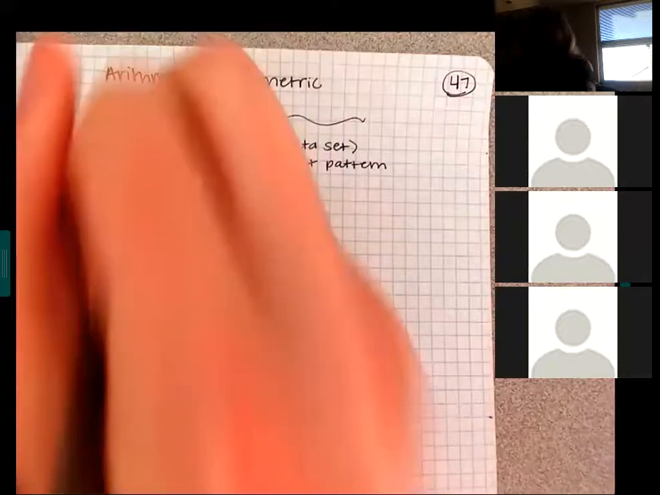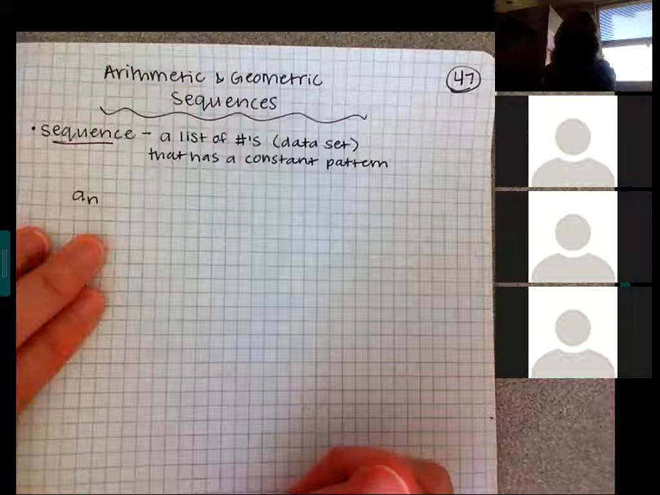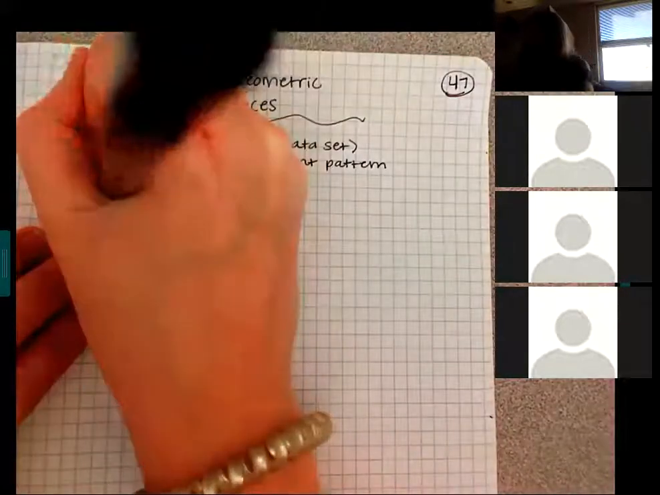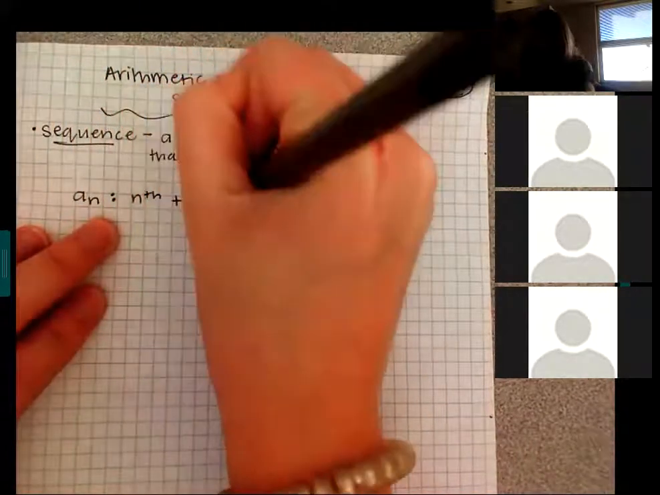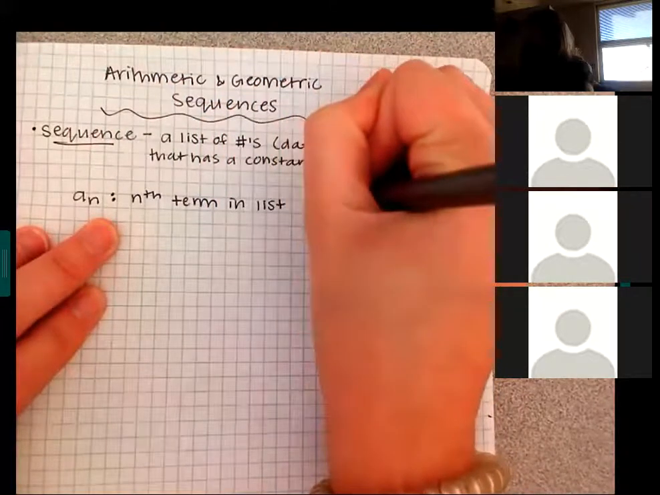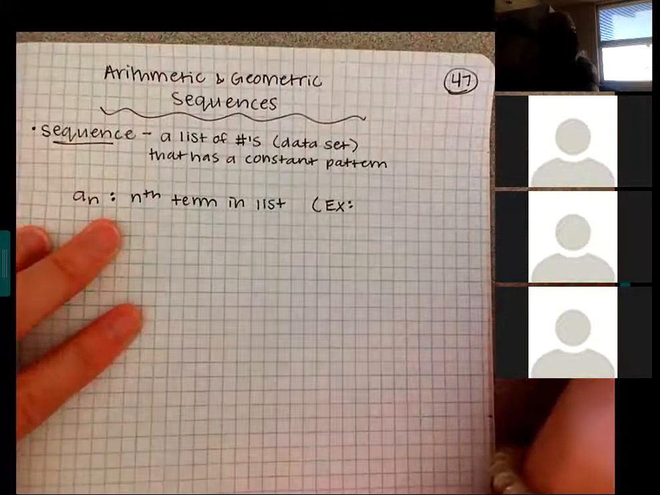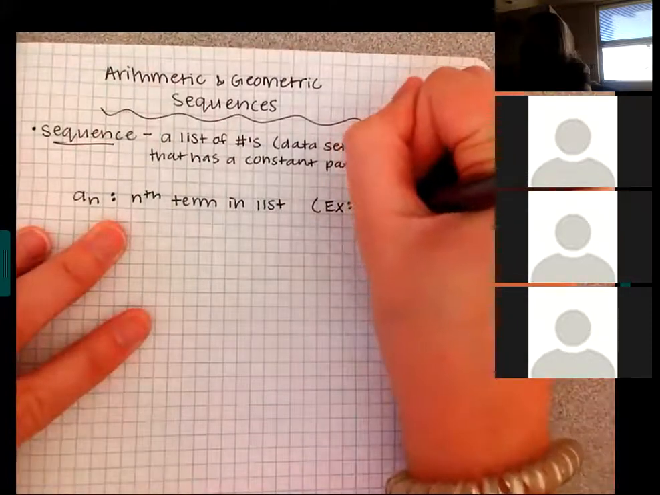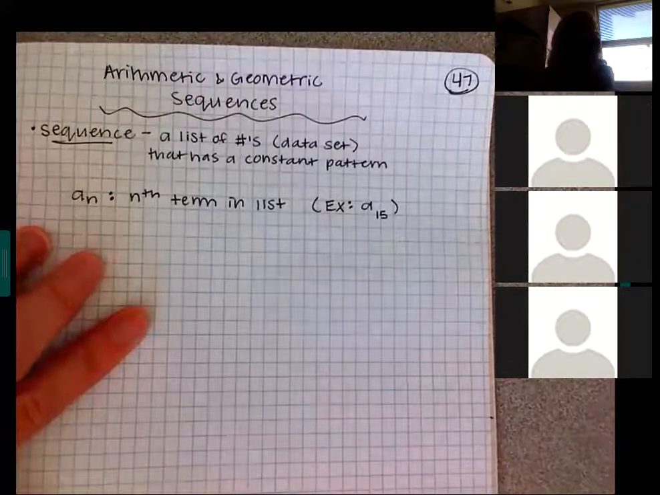All right, I'm going to give you some notation. If you see A sub n, that n is a subscript, it's below the A. That tells you you're trying to find the nth term in the list. So let me give y'all an example before you freak out because I said nth. If I asked you in a list what the 15th term would be, they would write it like this, A sub 15. That just means find the 15th term in the list.